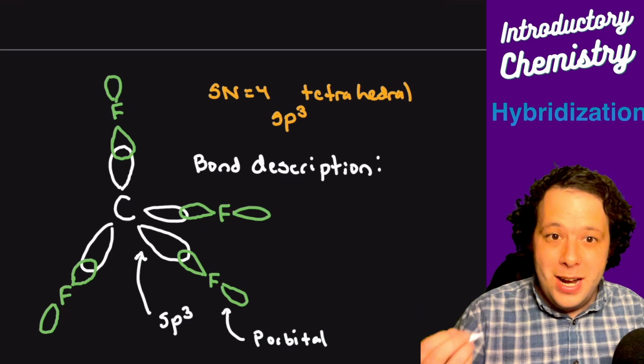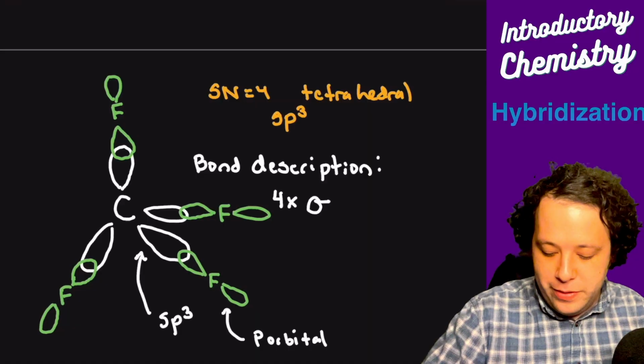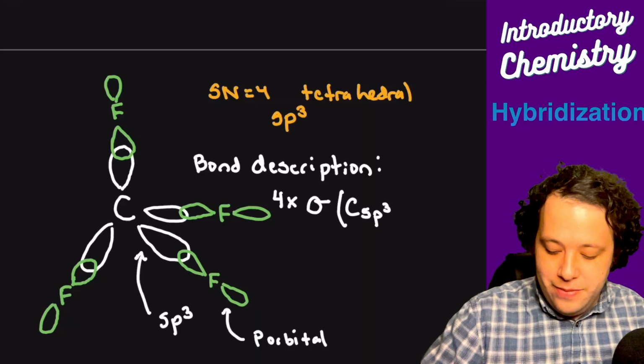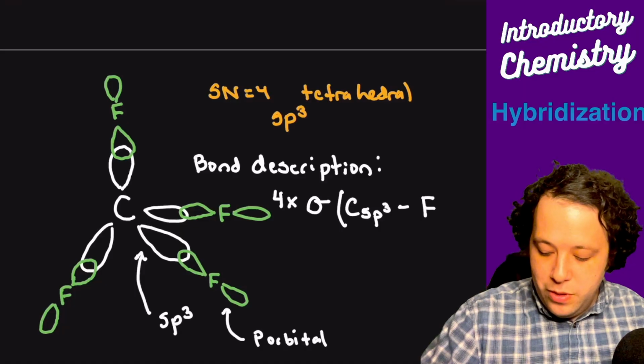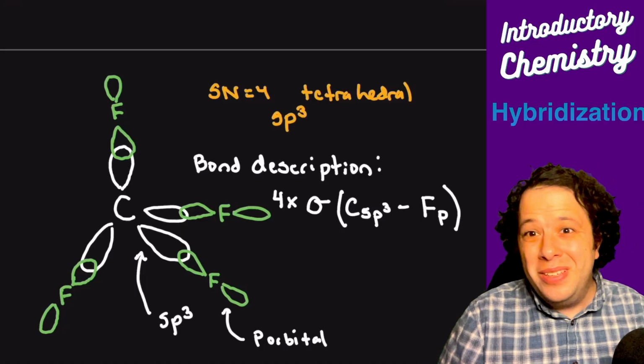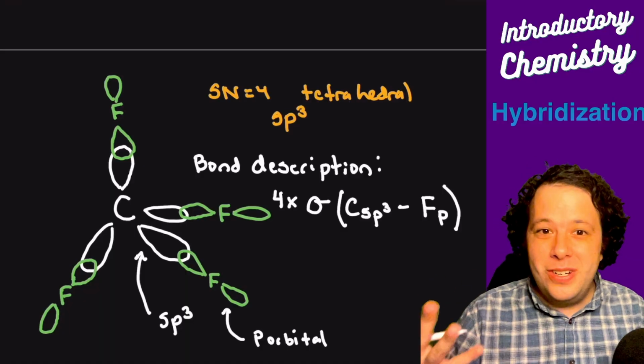So in order to describe the bond, you're going to have a sigma. There's 4 of them. So carbon is sp3, and it's going to bond to a p orbital for fluorine. So actually not too bad, the more you practice it. So this is our tetrahedral shape.